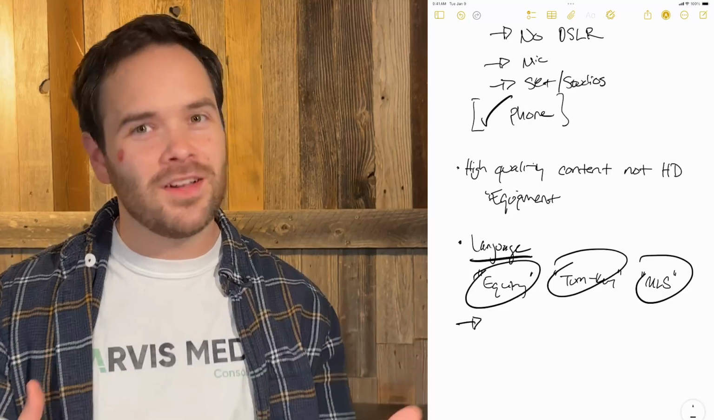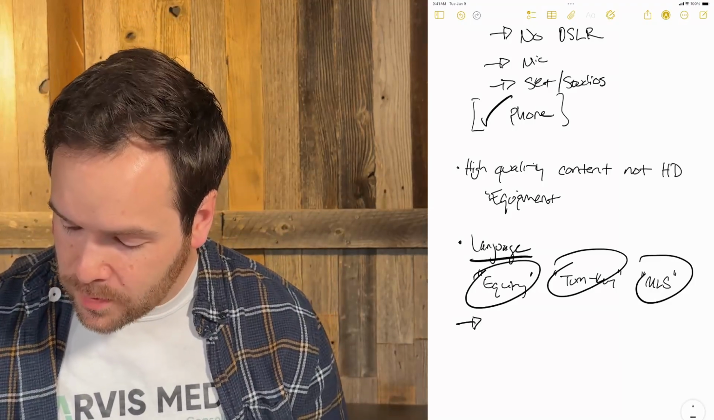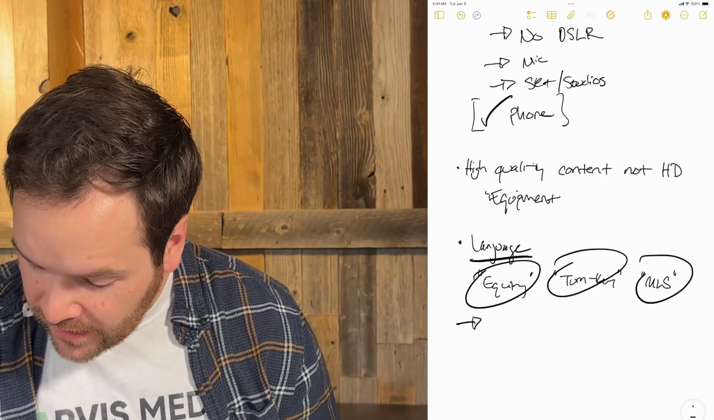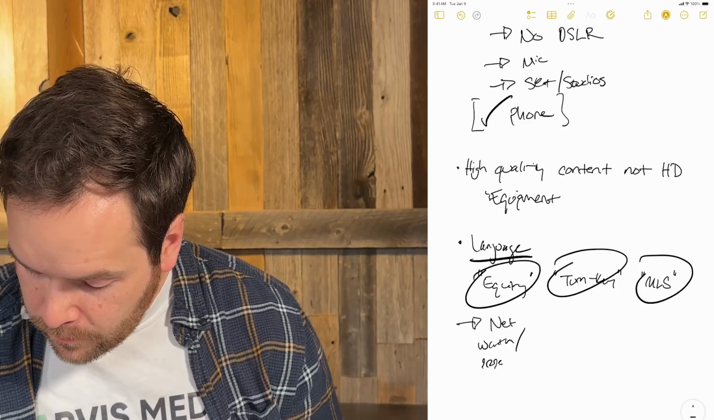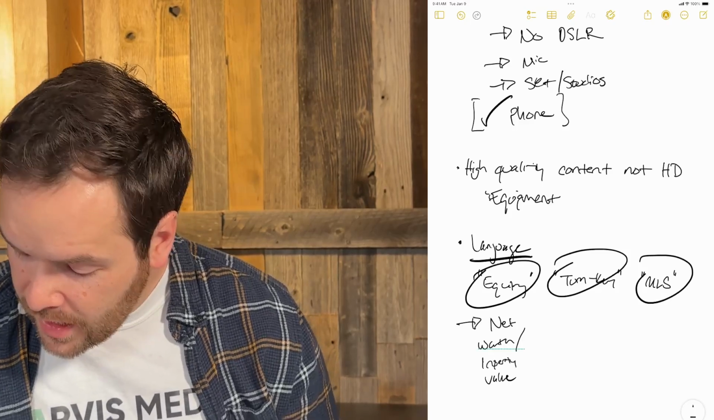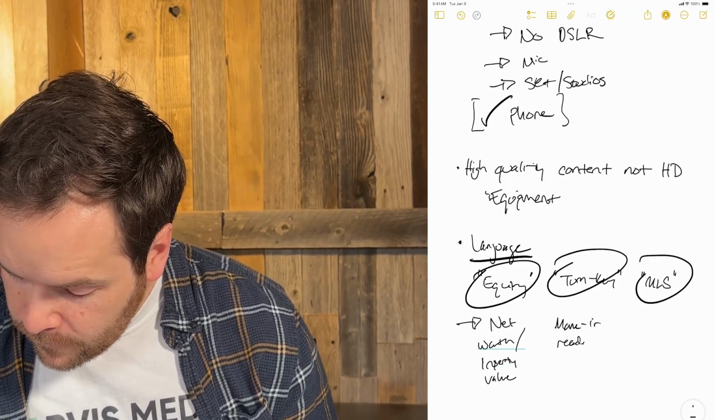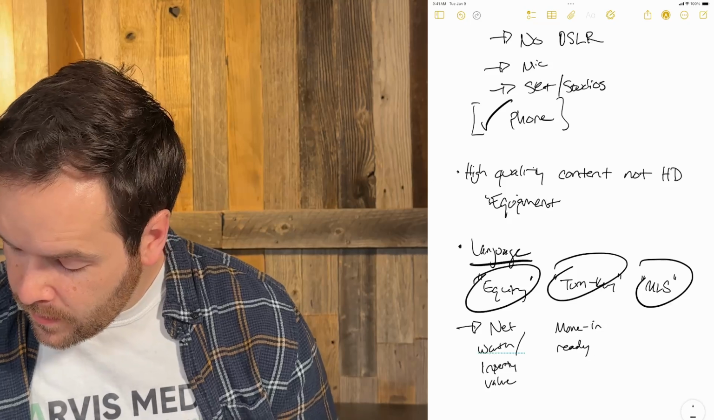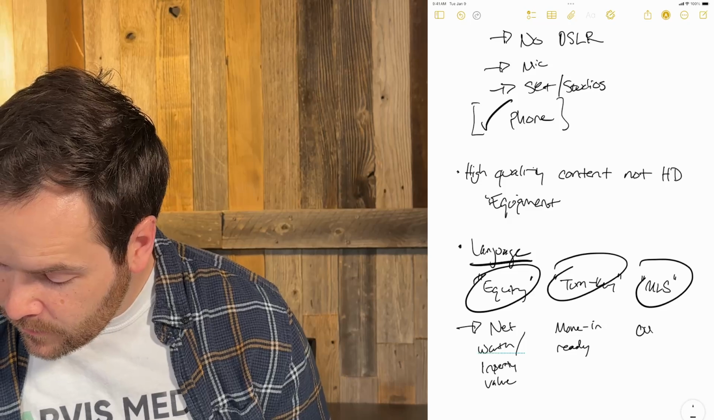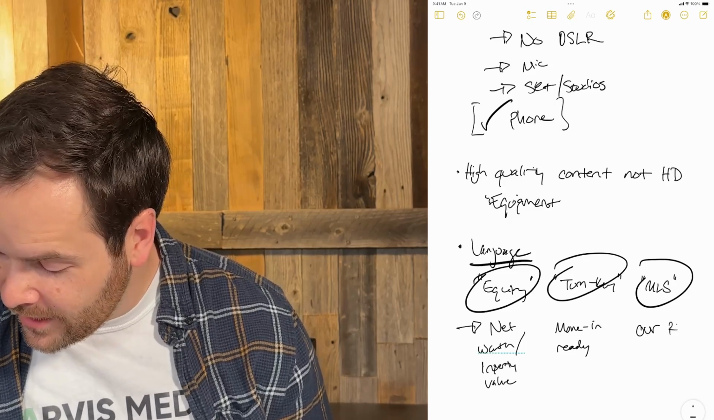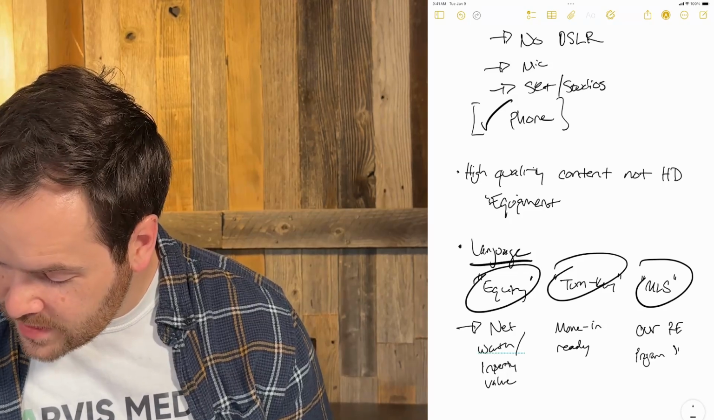But honestly, I won't know until I look at the data, which we'll talk about the importance of data in just a little bit. But our language is super important. So instead of saying equity, try and say, you know, net worth or property value. Instead of turnkey, say move in ready. And then obviously, instead of the MLS, just say, I don't know, our real estate program or system.